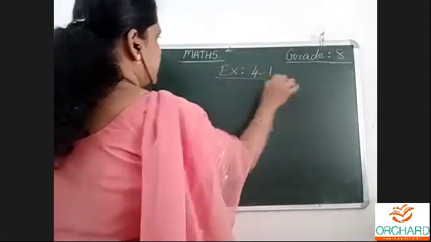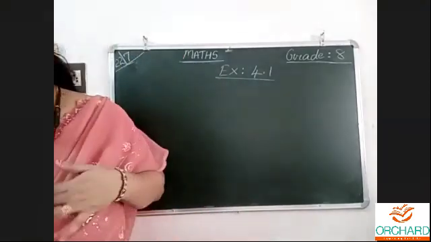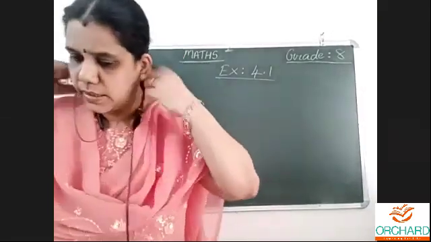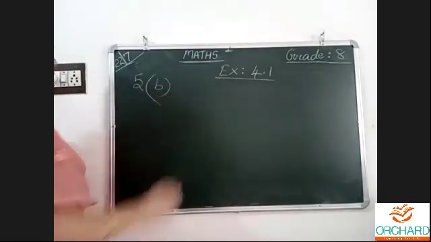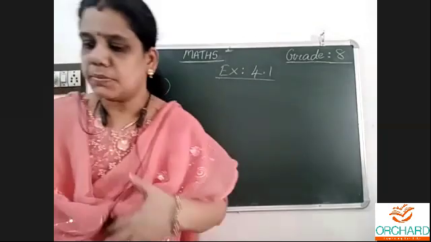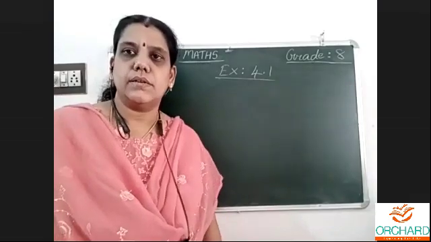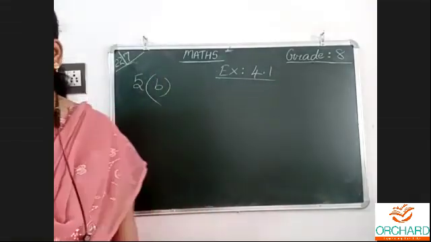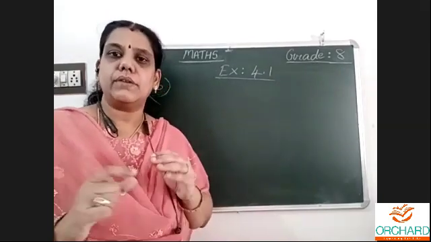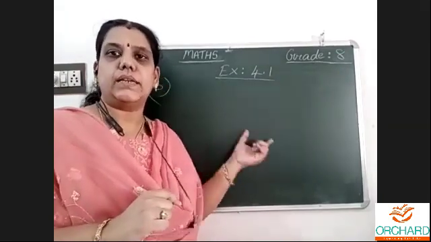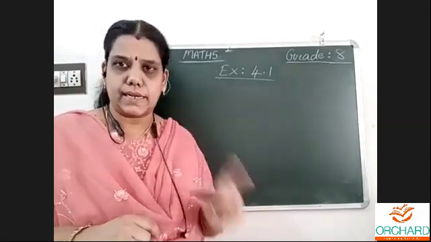Exercise 4.1, we are in cubes and cube roots. We are in question number 5, where we completed a question already. Express the following as the sum of odd numbers, which means we have to write the formula n into n minus 1 plus 1, choose the value for n as given in the question, and find the first addend.